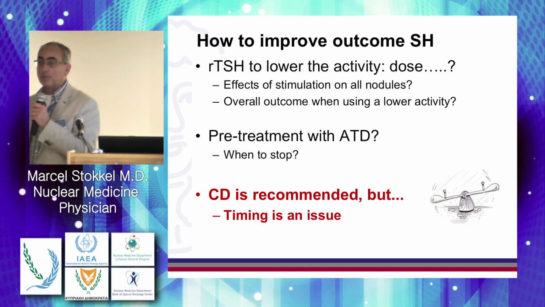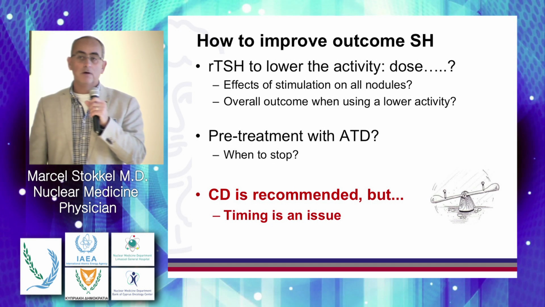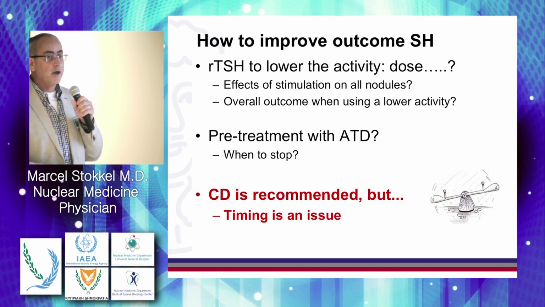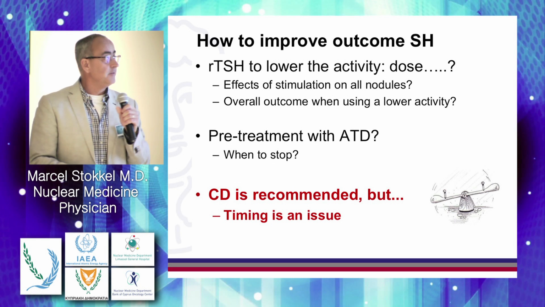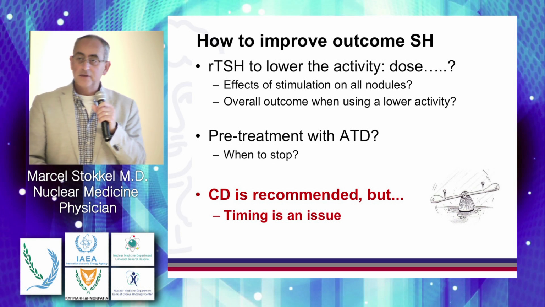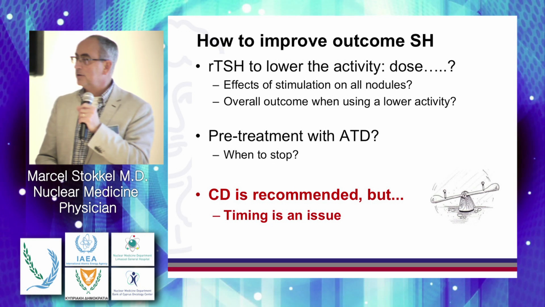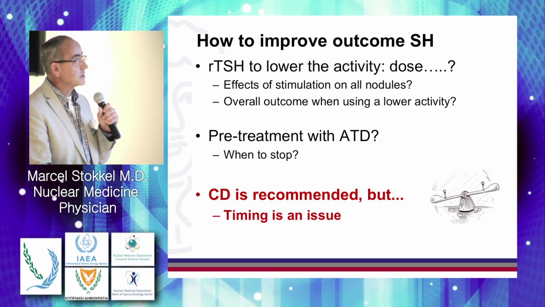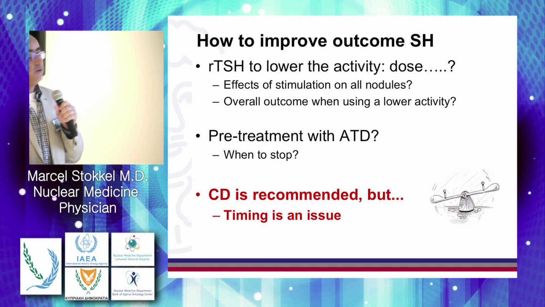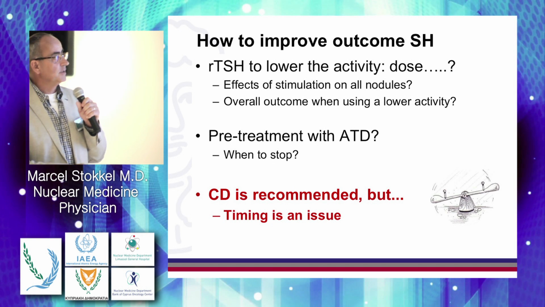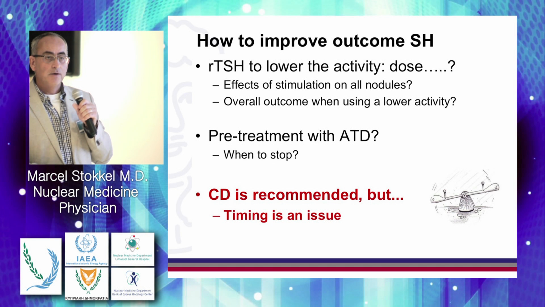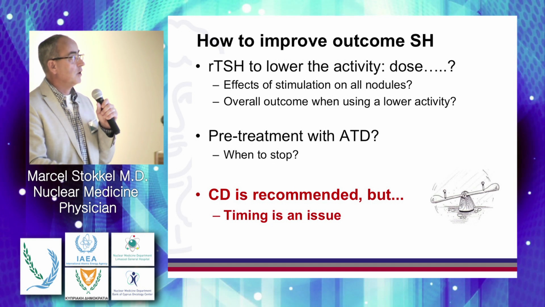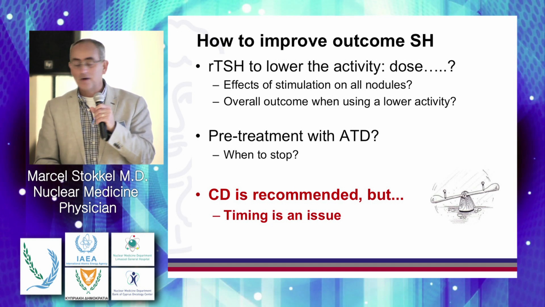Well, how can we improve the outcome for radioiodine treatment in the subclinical hyperthyroidism? What we can do is apply recombinant TSH to lower the activity. The question is, however, is the dose that we apply then enough to cure this entity? The data and literature are scarce. And one of the problems is that if you start applying recombinant TSH, you will definitely stimulate all nodules. So you will treat more than initially should be treated. And the overall outcome, when using a lower activity, we don't know.